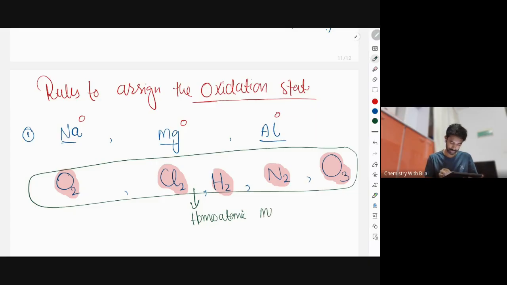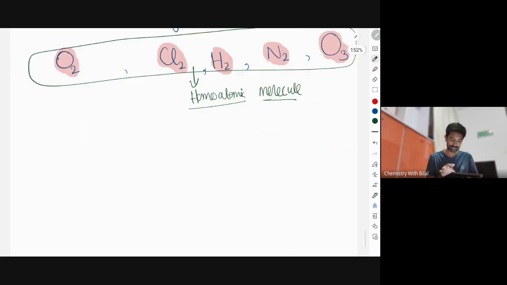सो होमोएटॉमिक मॉलिक्यूल, अ मॉलिक्यूल कंटेन्स सेम टाइप ऑफ एटम्स.